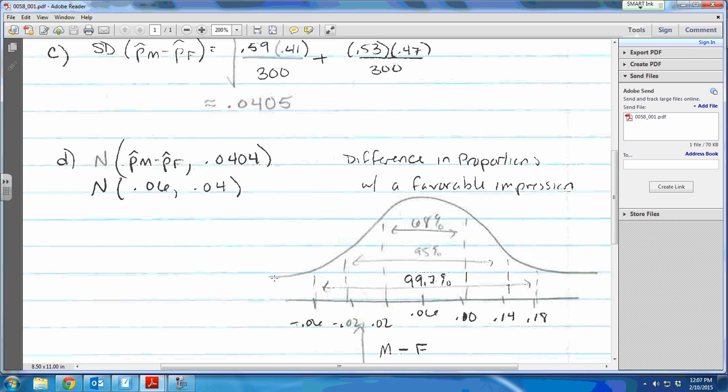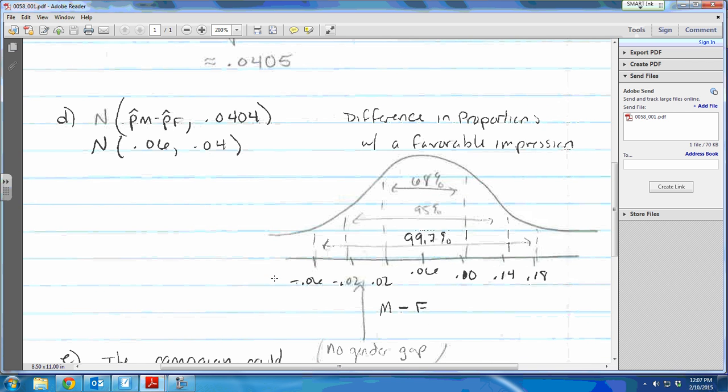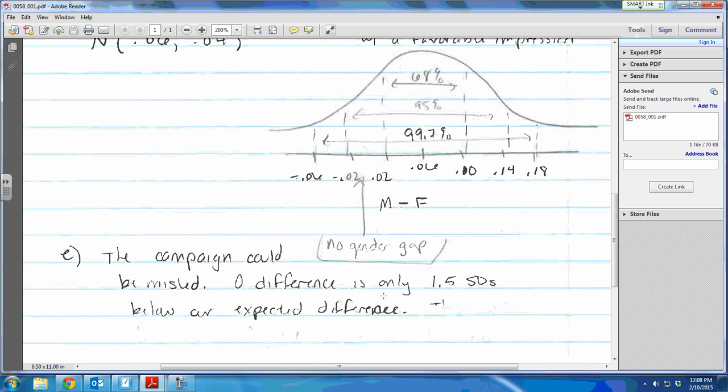All right? But if there was no gender gap, we would have a difference of 0. So if you go back and look at my notes, you can see this little arrow maybe popping up. So no gender gap, right? 0. So it's within 2 standard deviations of the mean, right? That's not super unusual. So that could totally happen in their sample, and they could totally be misled. That's fine, right? That could happen. So I wrote that. The campaign could be misled. 0 difference is only 1.5 standard deviations below our expected difference, right? If it's in the interval, we didn't do an interval here, but now it's within a few standard deviations. Do you see how if you're using these estimates of a hypothesis test, we can make some weird decisions.